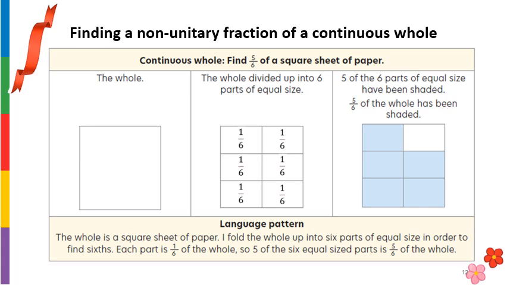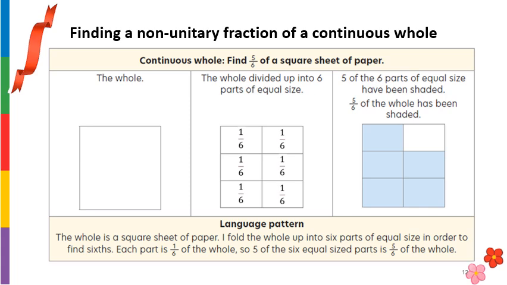On this slide, I have an example that is taken from your module. As you work through module 3, you will see this example. I thought that talking through something like this might just make finding a non-unitary fraction of a continuous whole actually sound not so bad. So in this example, the question is find 5/6 of a square sheet of paper. So the square sheet of paper is the continuous whole, okay?